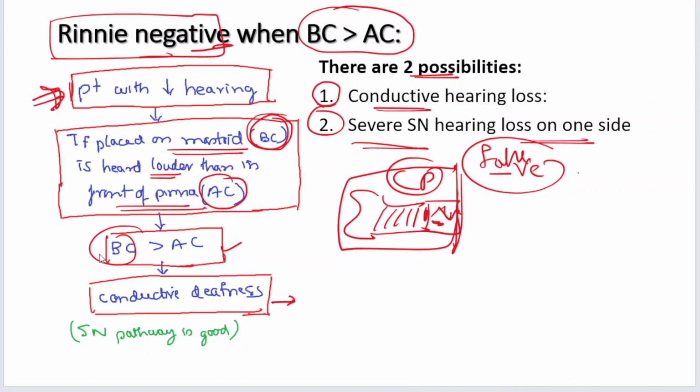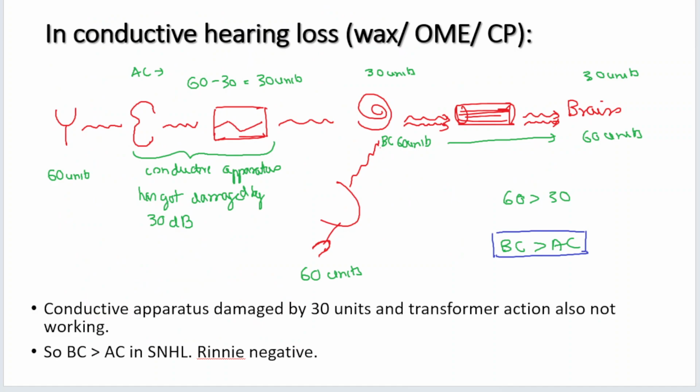Because in conductive loss, when it says the bone conduction is good, which means the sensorineural pathway is good. So the defect has to be in the conductive pathway. When we say bone conduction is good, it means the sensorineural pathway is good, which means by default we understand there is a problem in the conductive pathway. So there is a conductive deafness. So let us understand it by that same analogy.